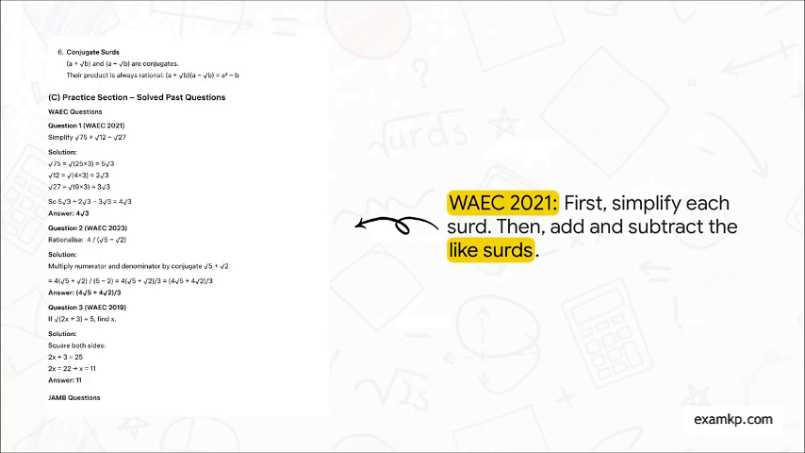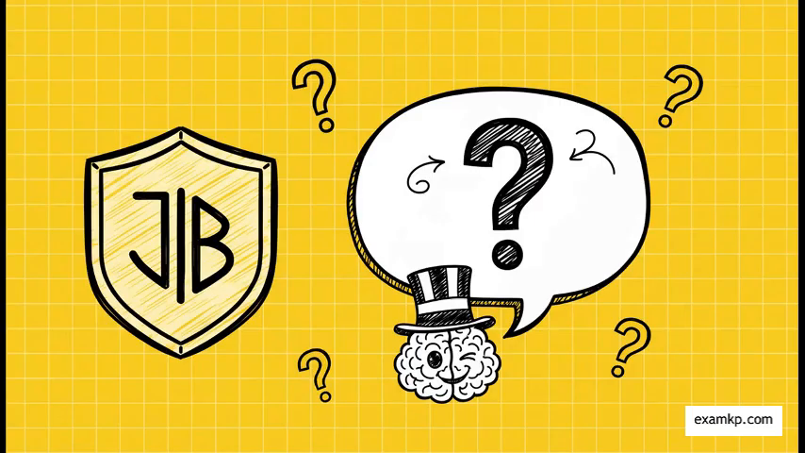Exactly. We simplify each one on its own. Root 75 breaks down to 5 root 3, root 12 becomes 2 root 3, and root 27 becomes 3 root 3. And look at that. Now they are all in terms of root 3. So now we can just deal with the numbers in front. 5 plus 2 is 7, and 7 minus 3 gives us 4. The final answer, 4 root 3. Fantastic work.